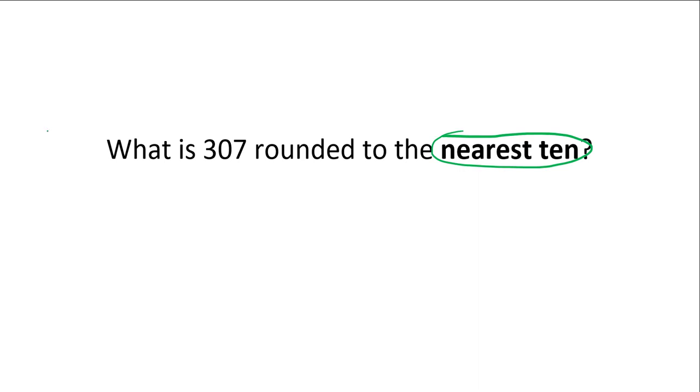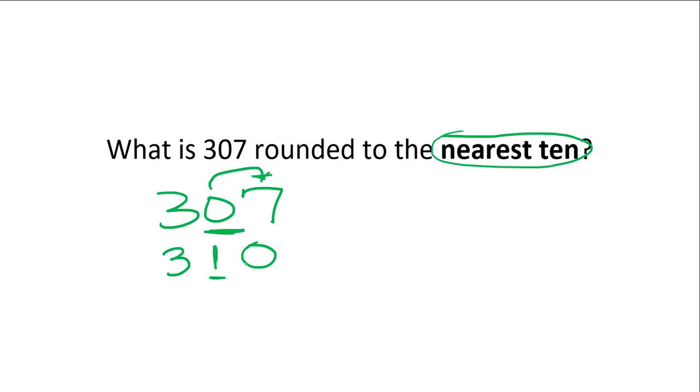Nearest 10. So what we're going to have to do is write out the 307. Focus on the digit in the what place? Tens place. That's right. Underline that digit. Now you look next door to figure out, does that digit go up by 1 or does it remain the same? I love this game. So it's a 7. That 7 means that the 0 will go up by 1. So the 3 remains the same. The 0 becomes a 1, and everything after the underlined digit becomes a 0. 310 is my answer for 307, rounded to the nearest 10.